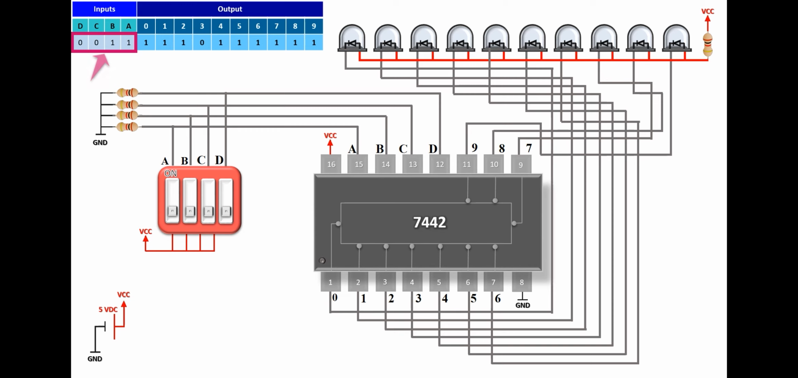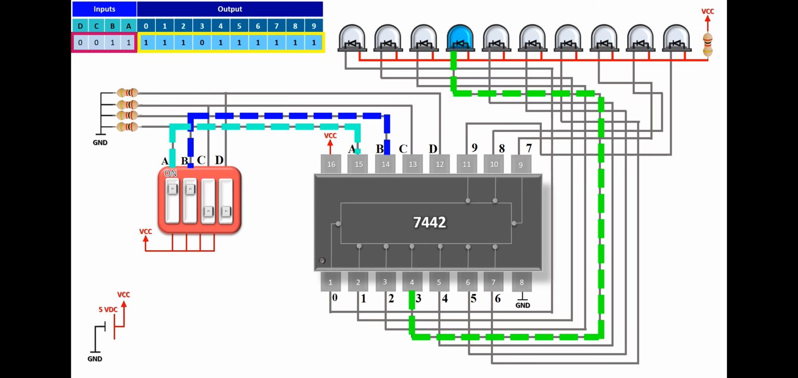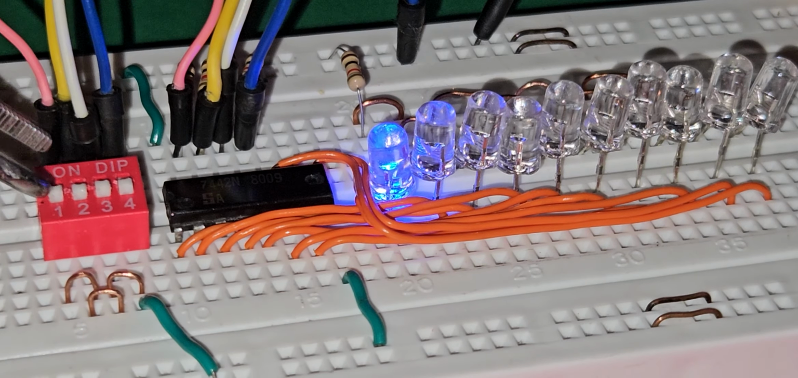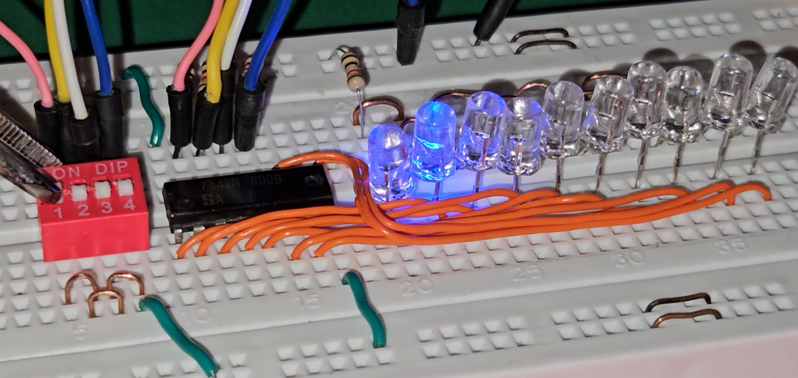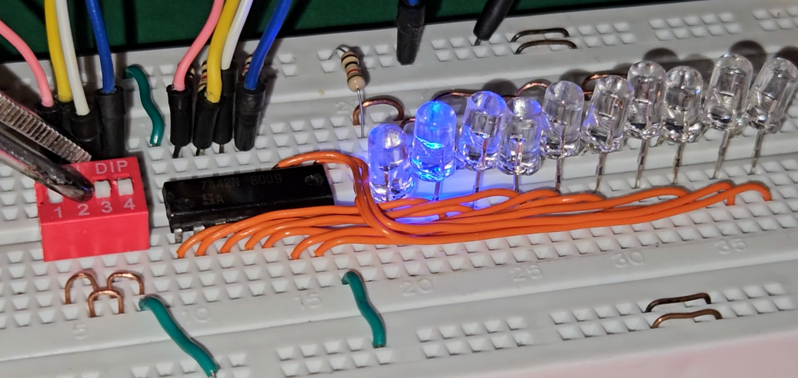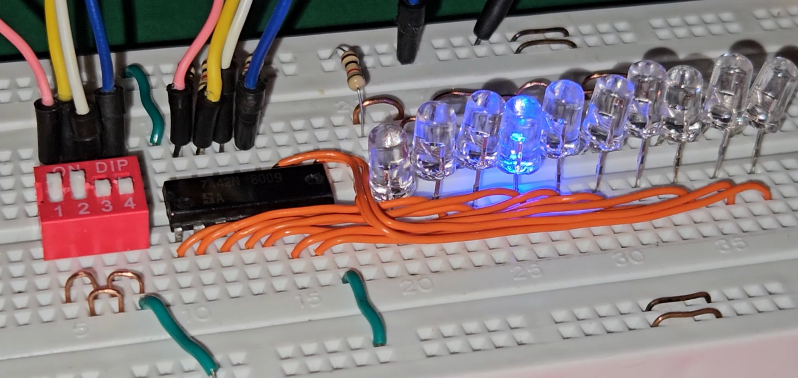Now the number 3 is applied to the inputs by activating the first 2 dip switches. In this case, the 4th LED lights up. Since the first LED turns on when the input is 0, the number of LEDs that turn on is 1 more than the number given to the inputs.